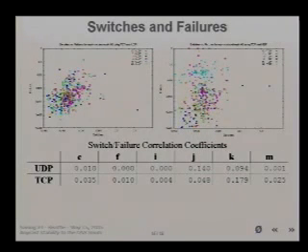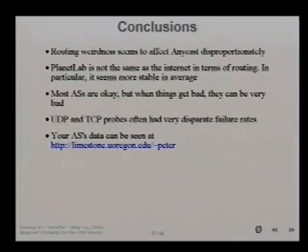And so let's have some take-home lessons from all of this. Take-home lessons. Routing weirdness seems to affect Anycast kind of disproportionately. And Anycast is a really nice tool for watching routing flaps change.